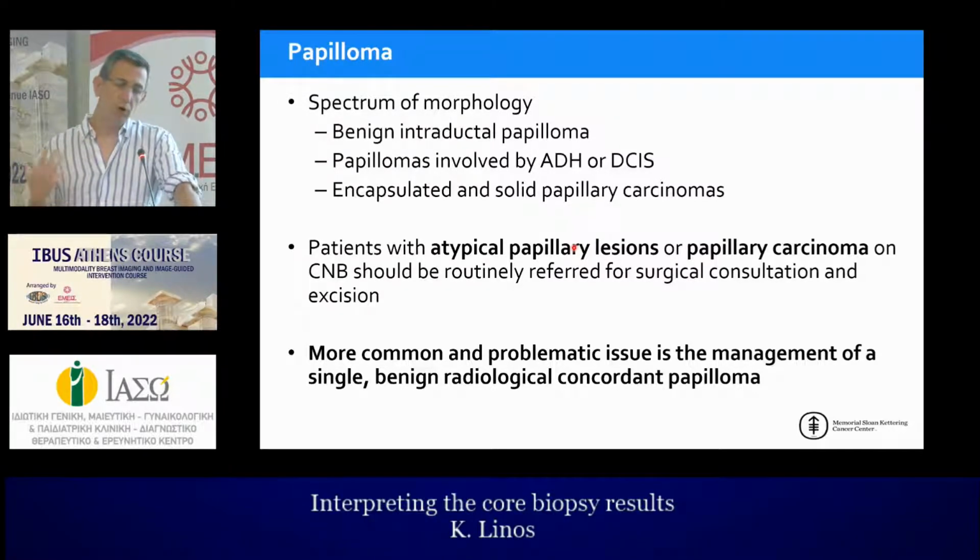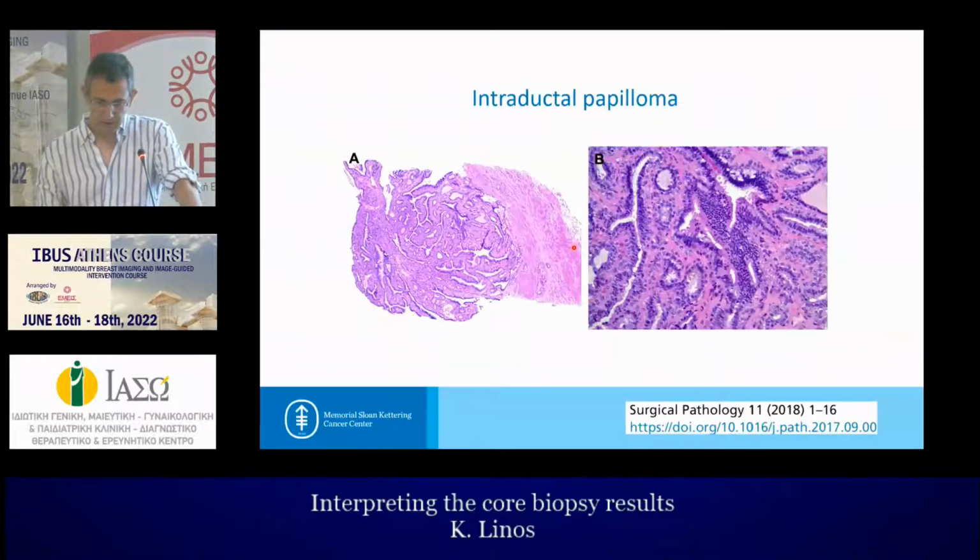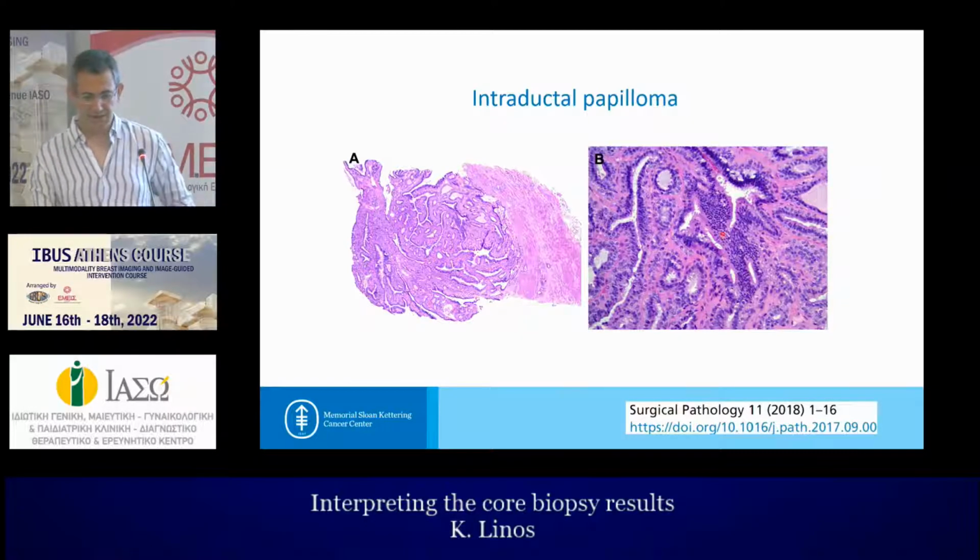But the most common and problematic question is what do you do when you have a single benign radiologically concordant papilloma. And this is a classic case of intraductal papilloma where you have these fibrovascular cores. They're lined by a few epithelial cells that don't look atypical.